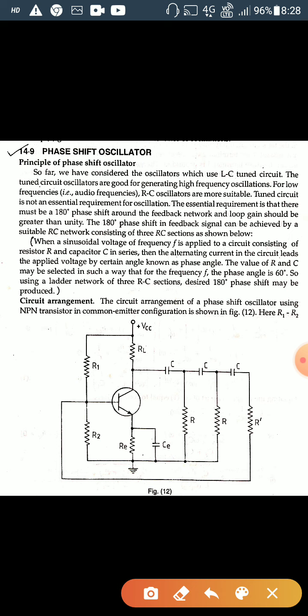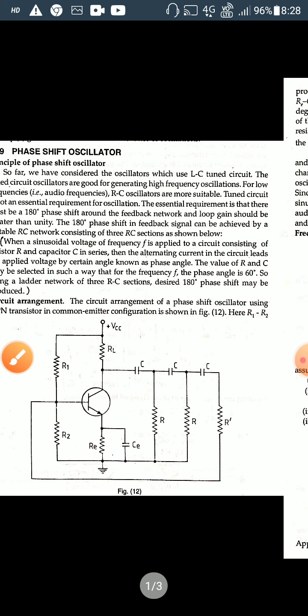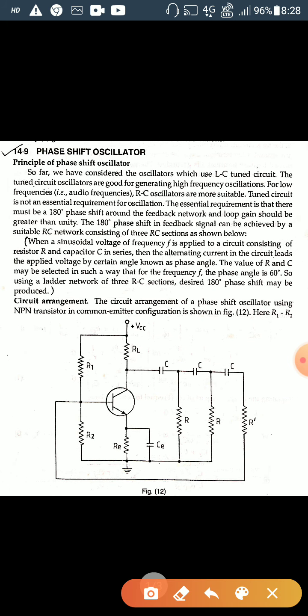So for the other 180 degrees to complete 360 degrees, we have to obtain it by the combination of the R and C network or circuit. In this case, an NPN transistor is used. For the NPN transistor, R1, R2, and RE are used for the biasing configuration. RL is the load resistance, and CE combined with RE works as the bypass of the AC signal under the DC condition of the DC source.